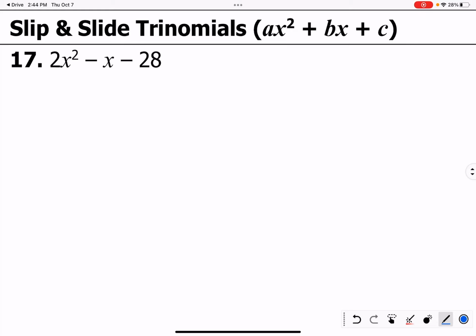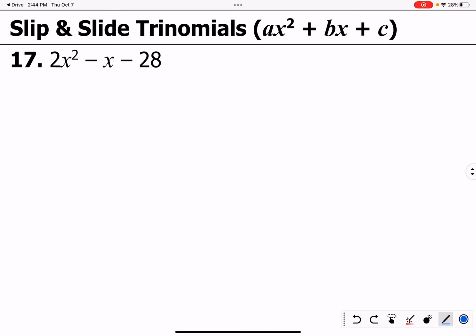Okay, this strategy for factoring works when you have a quadratic trinomial where the leading coefficient is not equal to 1. So we need a different strategy in that case. We notice that we're in this case because the leading coefficient here is a 2. We can't take out any factors of 2 because the middle term doesn't have a factor of 2, and we can't take out any factors of x because the last term doesn't have any factors of x. So this is how we know that we're definitely in the slip and slide case.